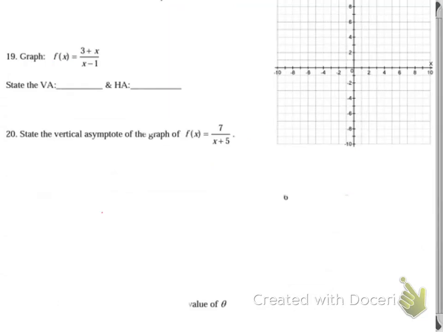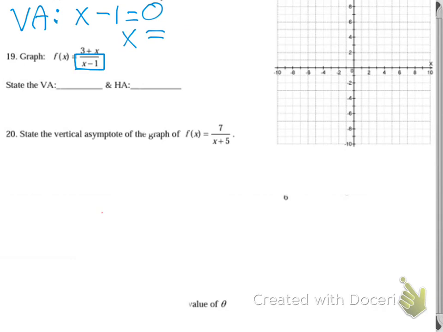Now, number 19 says graph 3 plus x over x plus 1. There's two things it asks for, the vertical asymptote and the horizontal asymptote. The vertical asymptote is the easiest in my opinion. That is the one where you just take what's on the bottom and set it equal to 0, because it can't equal 0. So if I solve this, I would have x equals, not negative 1.